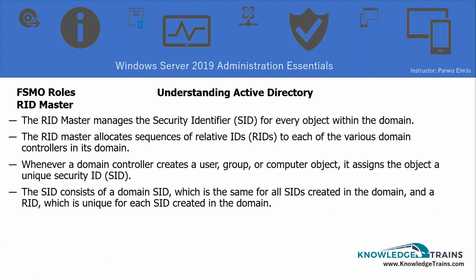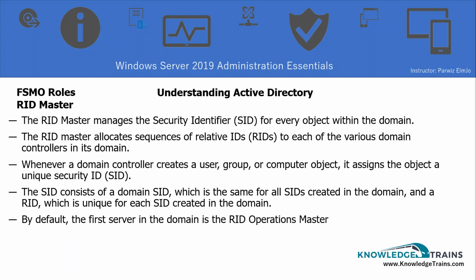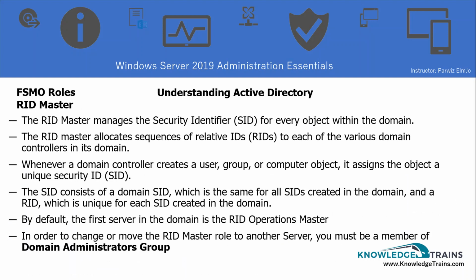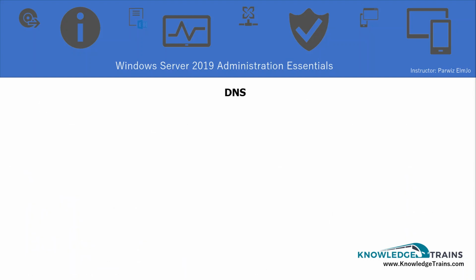And then the security ID consists of a domain SID, which is the same for all SIDs created in the domain, and a RID, which is unique for each SID created in the domain. By default, the first server becomes the RID operations master, and if you want to move or change the RID master role, you have to be a domain admin for that.